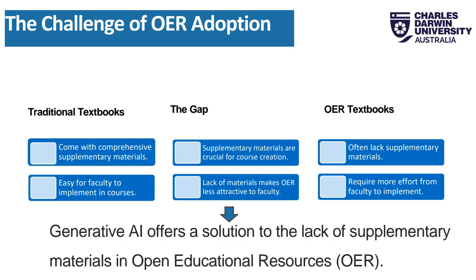So the challenge of OER adoption. In looking at this, we can look at traditional textbooks, the gap, and OER textbooks. With traditional textbooks, they often come with comprehensive supplementary materials, which are easy for faculty to implement in their courses. So supplementary materials are crucial for course creation. However, a lack of supplementary materials often makes OER less attractive to faculty and requires more effort from faculty to implement. Generative AI offers a solution to the lack of supplementary materials in open educational resources.